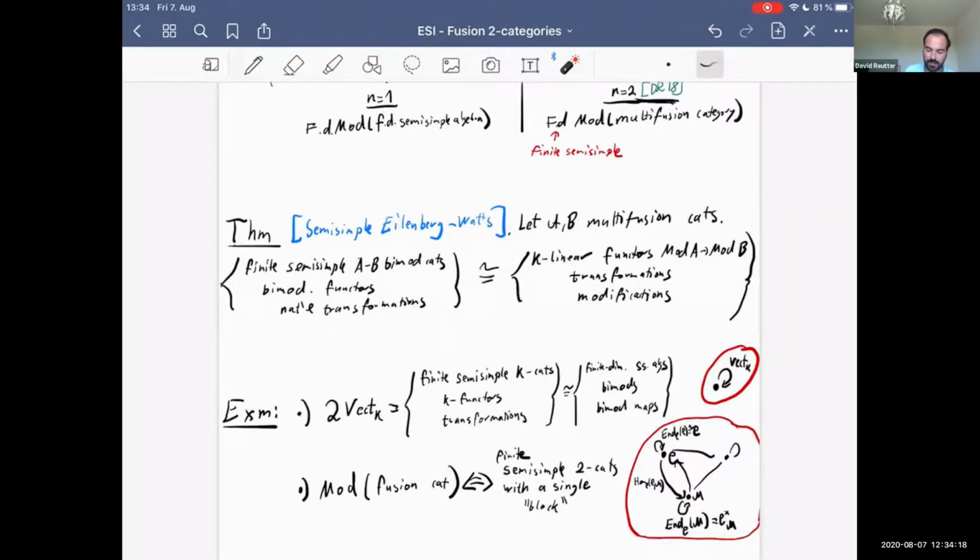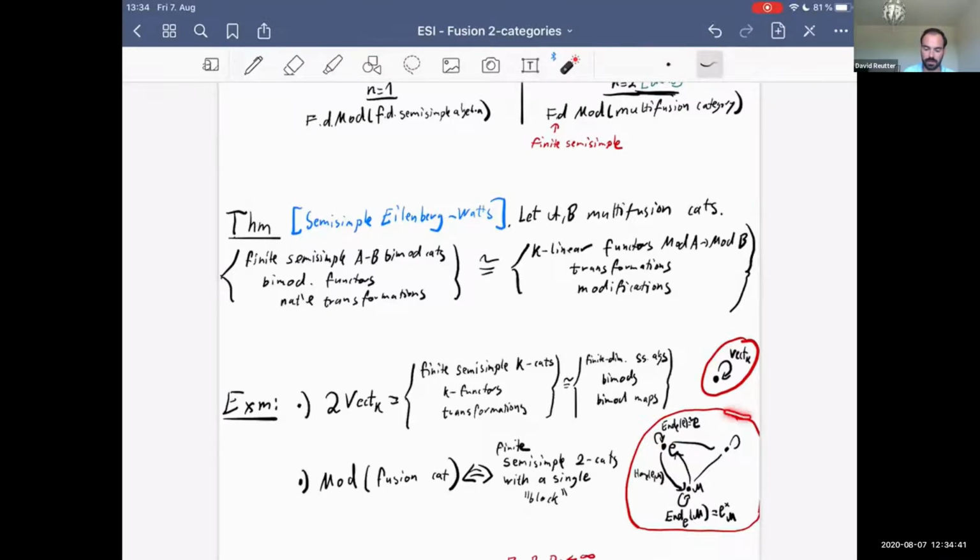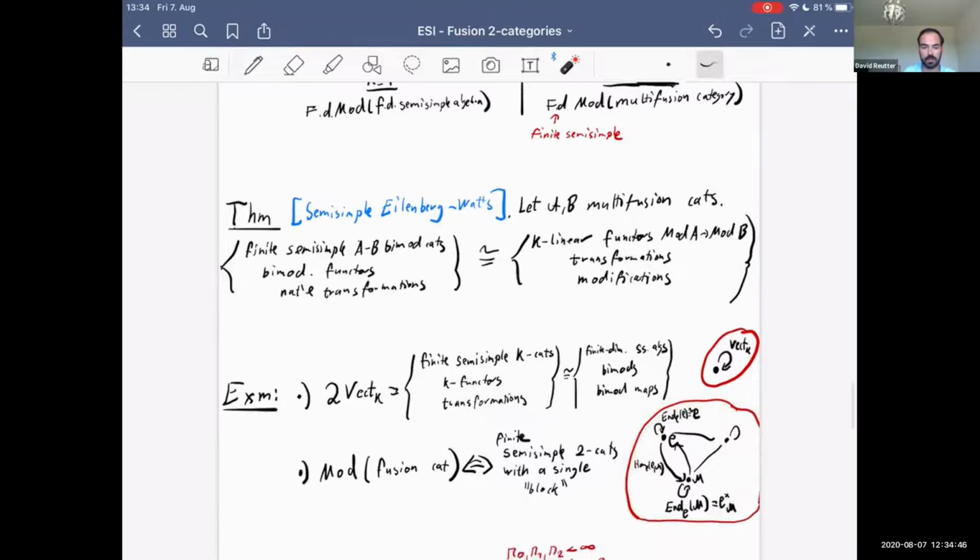Modules of a fusion category are precisely the finite semisimple 2-categories which have a single block. And conversely, if I have one of these single blocks, I just take one of the endomorphism fusion categories and I can recover this block as modules of that fusion category. So there are all of these fusion categories which sit as the endomorphisms of these things. They're all Morita equivalent, and they all give rise to the same semisimple 2-categories. So the one-block semisimple 2-categories, so to say, correspond to fusion categories.